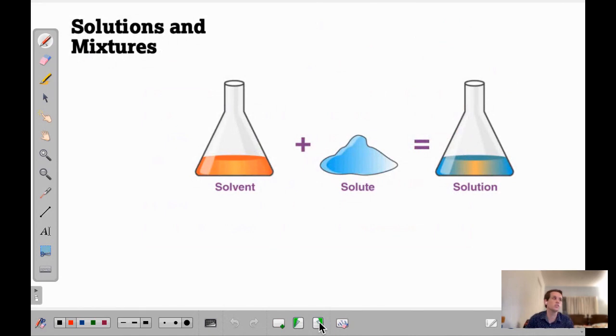Okay, up next is solutions and mixtures. Oh my, I hope I didn't miss anything. I feel like I've been trying to go fast after spending all that time on the IM forces.